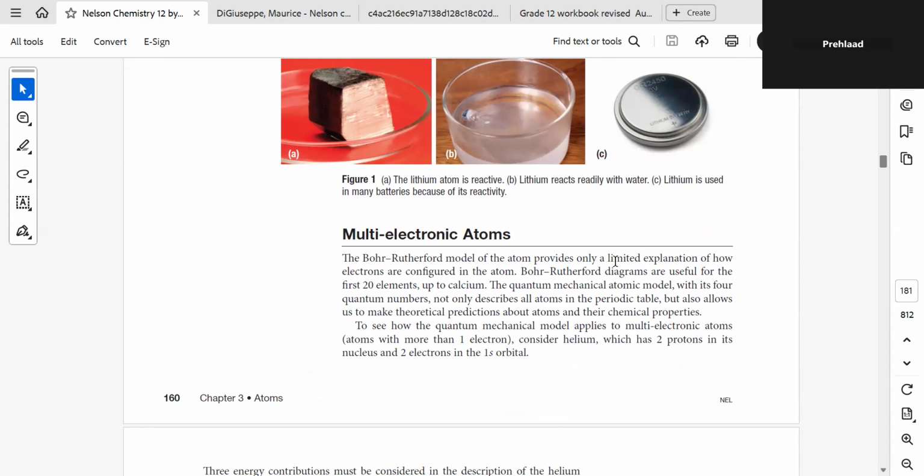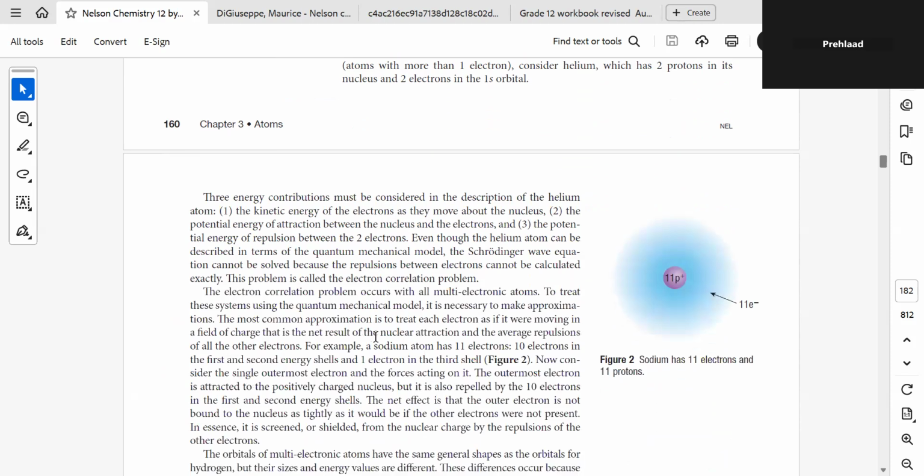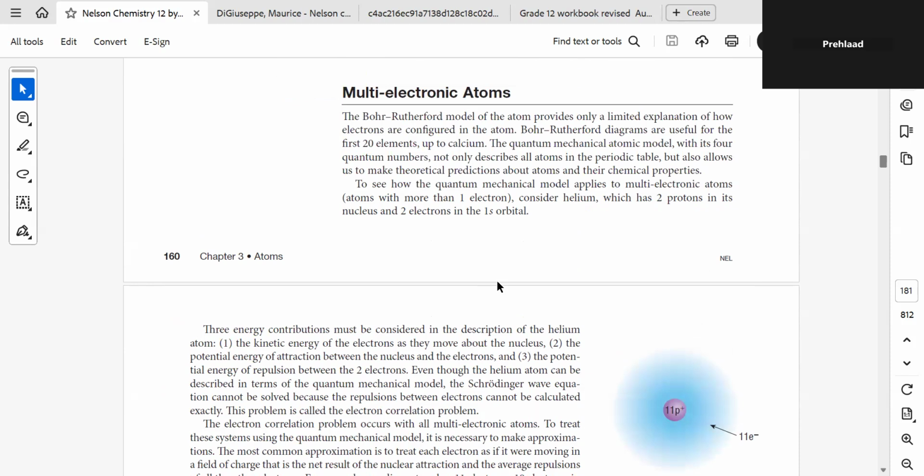Many-electron atoms: the Bohr-Rutherford model offers only a limited explanation of how electrons are configured in the atom, and is useful for up to 20 elements. The quantum mechanical model, which uses four quantum numbers, not only describes all the atoms in the periodic table, but also allows us to make theoretical predictions about atoms and their chemical properties. So basically that is more powerful. And remember that the quantum model is based on wave nature, correct?